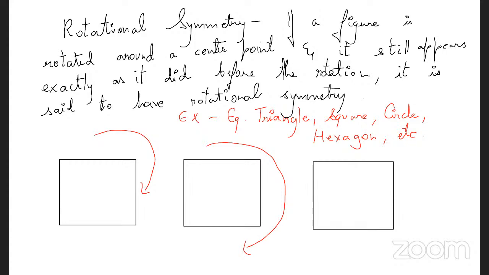Now, for a figure that has rotational symmetry, there is a fixed point around which the rotation occurs, and this point is called the center of rotation. Okay, this point is known as what? The center of rotation. All right.